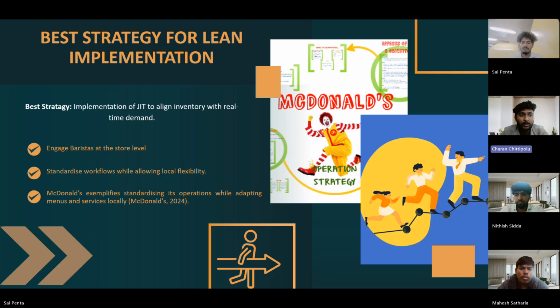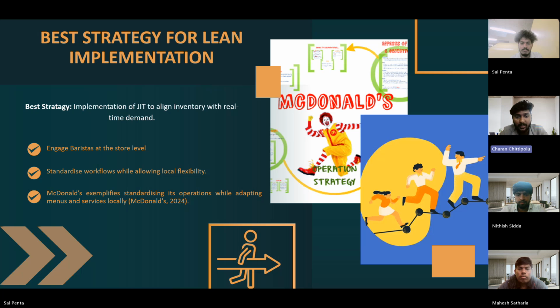In this slide, I'm going to tell about the best strategy for lean implementation. In this, there are three main parts. Engage, but at the store level, standardize workflows while allowing local flexibility. McDonald's emphasizes standardizing its operations while adapting menus and services locally, in McDonald's 2024.